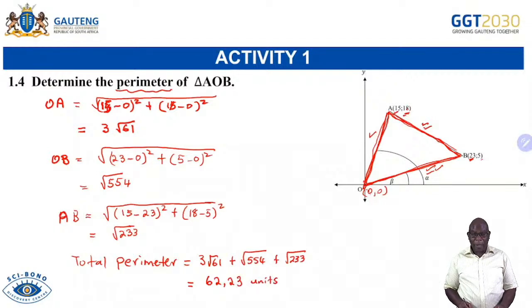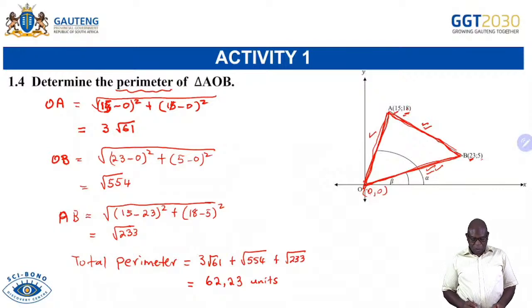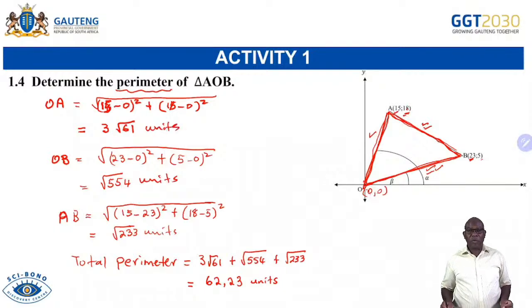units. Remember, it's not square units. We are only adding the lengths. So these are units. We just write units there. Then we add all this, we get units because you are adding. There's nothing that you are multiplying to get a square or something. So perimeter, units. Okay. Right.